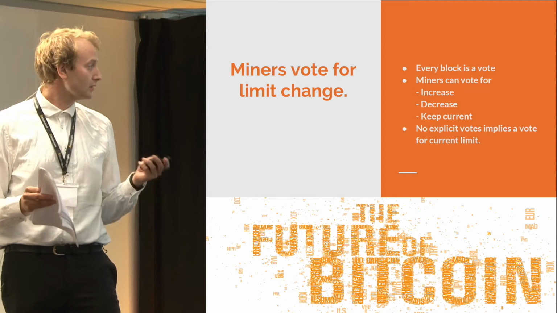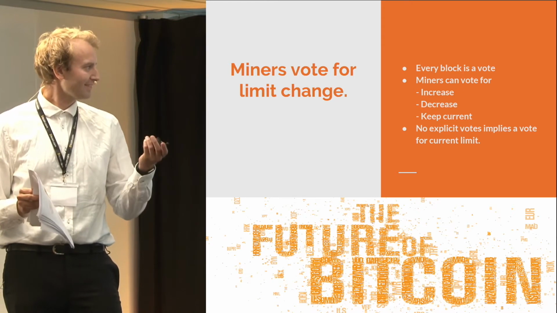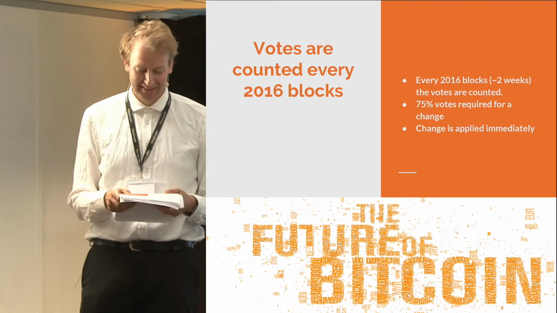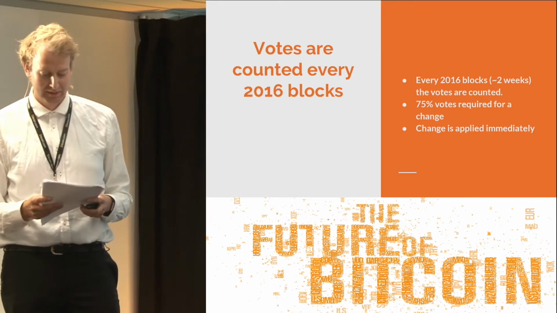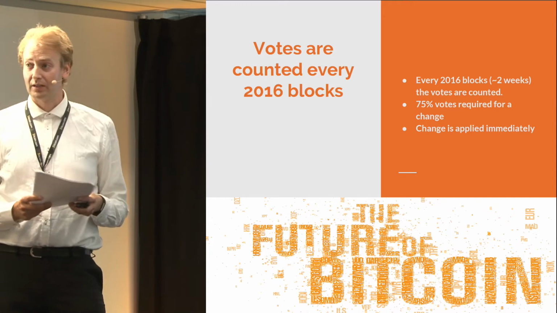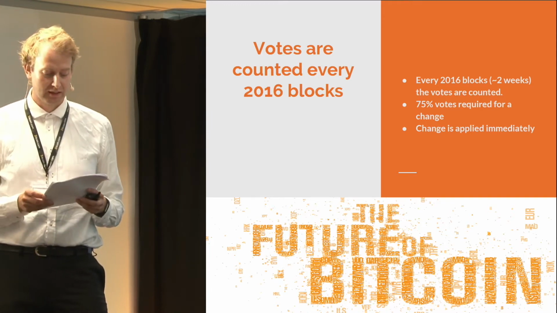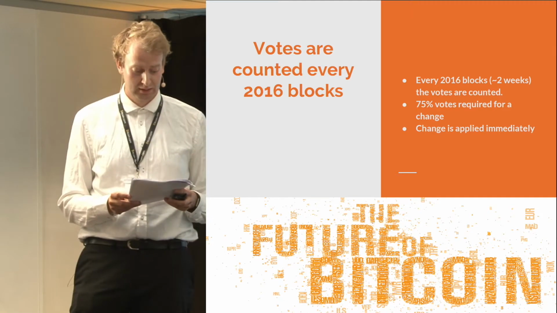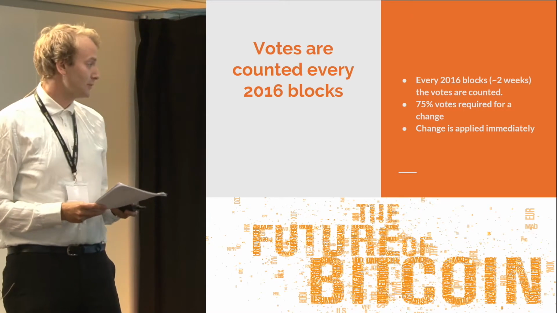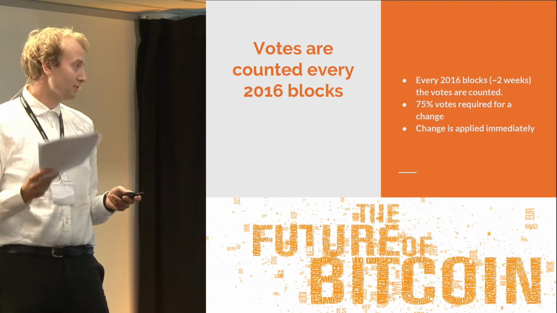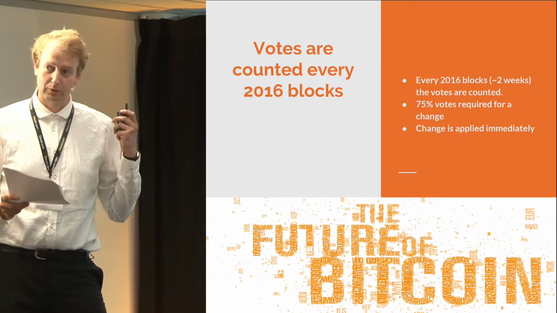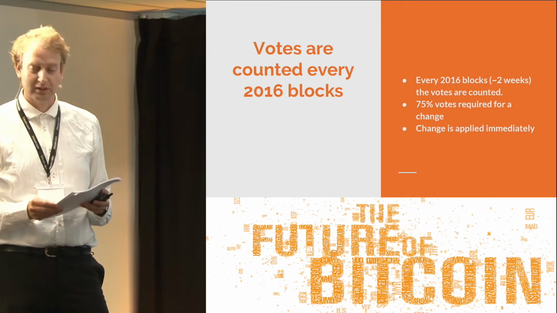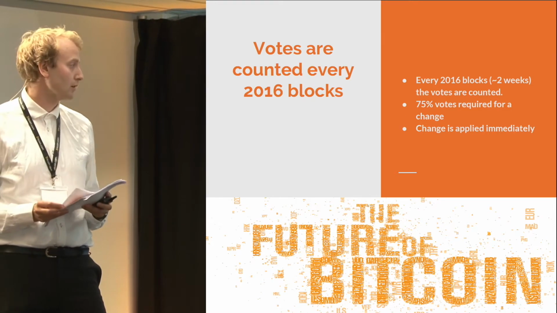Then every 2016 blocks, the votes are counted up. This is the same block period as in the Bitcoin difficulty adjustment, and also I think in BIP9. And for a size limit to change, 75% of the votes must either vote for increase or decrease. Then the new limit is applied immediately to the following blocks.